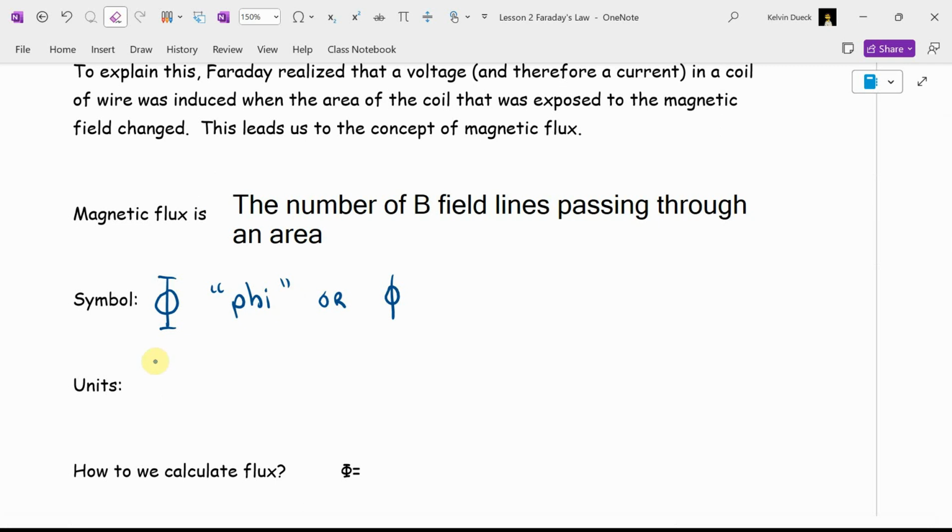Units. Well, technically, lines, because it's the number of magnetic field lines passing through an area. Any flux is measured in lines. There isn't just magnetic flux. There is heat flux, light flux. All of those are different ways to measure intensity. Specifically for magnetic flux, here's your final brand new unit of the year. Webers. Symbol, capital W, lowercase b.